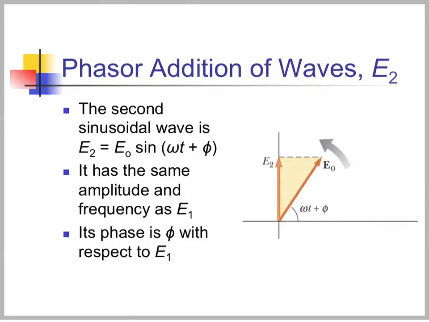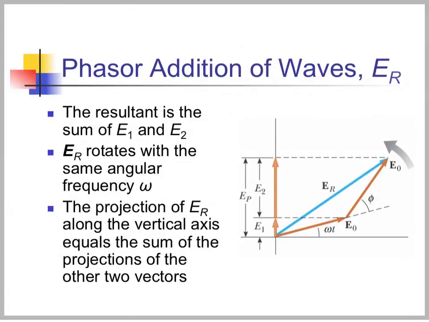The second sinusoidal wave, E2, is E naught sine omega t plus phi. It has the same amplitude and same frequency as E1, but it's out of phase with E1 by a factor of phi. So the resultant is the sum of E1 and E2. ER is going to rotate with the same angular frequency omega, and the projection of ER along the vertical axis equals the sum of the projections of the other two vectors.